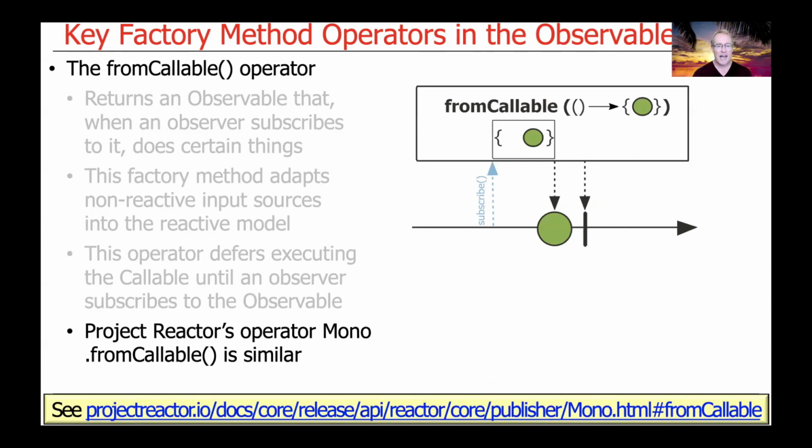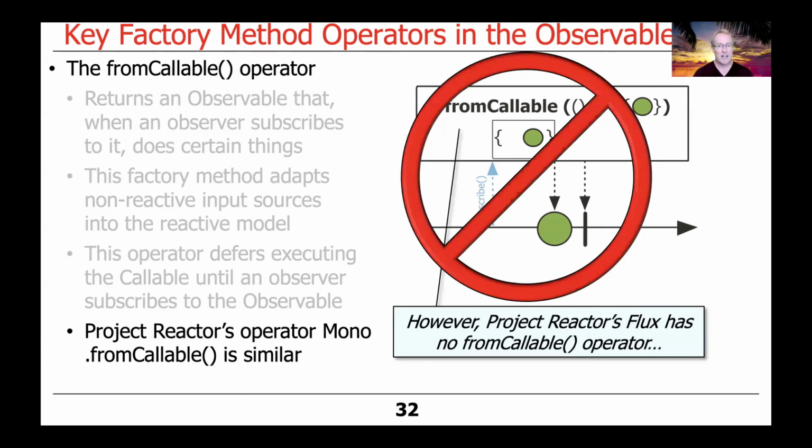Project Reactor has a Mono class whose fromCallable method or operator is similar to what we have here with Observable's fromCallable operator, except the Observable's fromCallable operator works on an observable, whereas Project Reactor's works on a Mono. Curiously enough, there is no fromCallable operator in Project Reactor's Flux class. You have to use a combination of Flux from in conjunction with Mono's fromCallable, which is a little clunky. I'm not honestly sure why they did that, but the good news is that Observable has this capability.